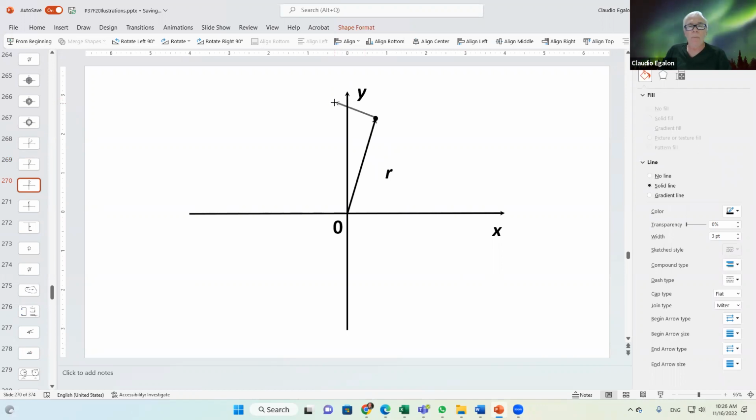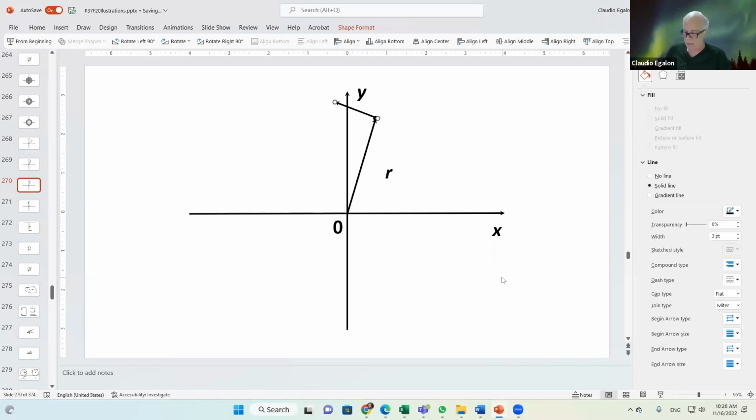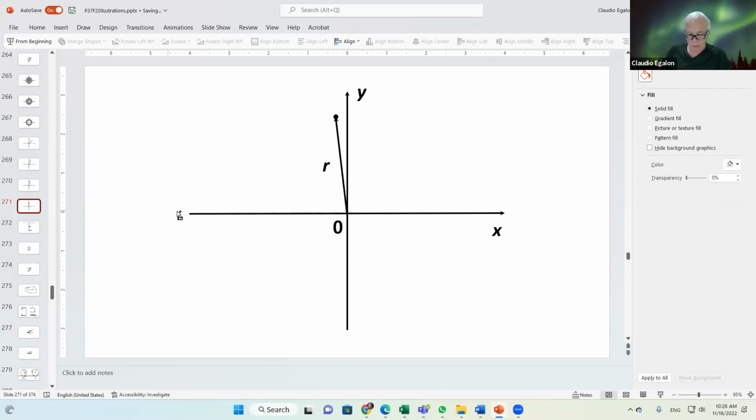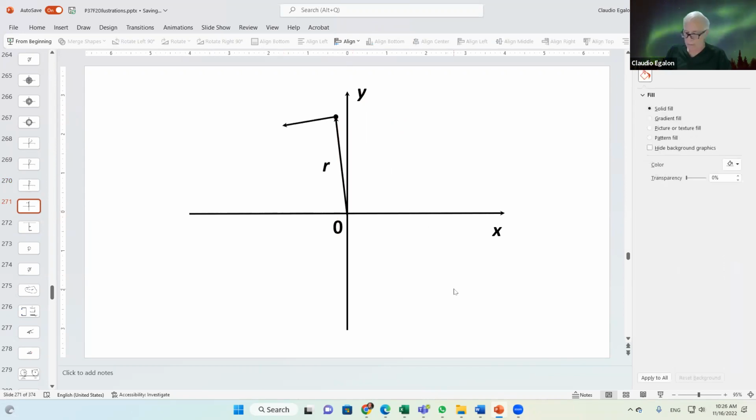So here you go. Tangential velocity vector, tangential velocity vector, and so on. One more here. Tangential velocity vector. Do we have another one? Nope, we don't. Okay, here you go.